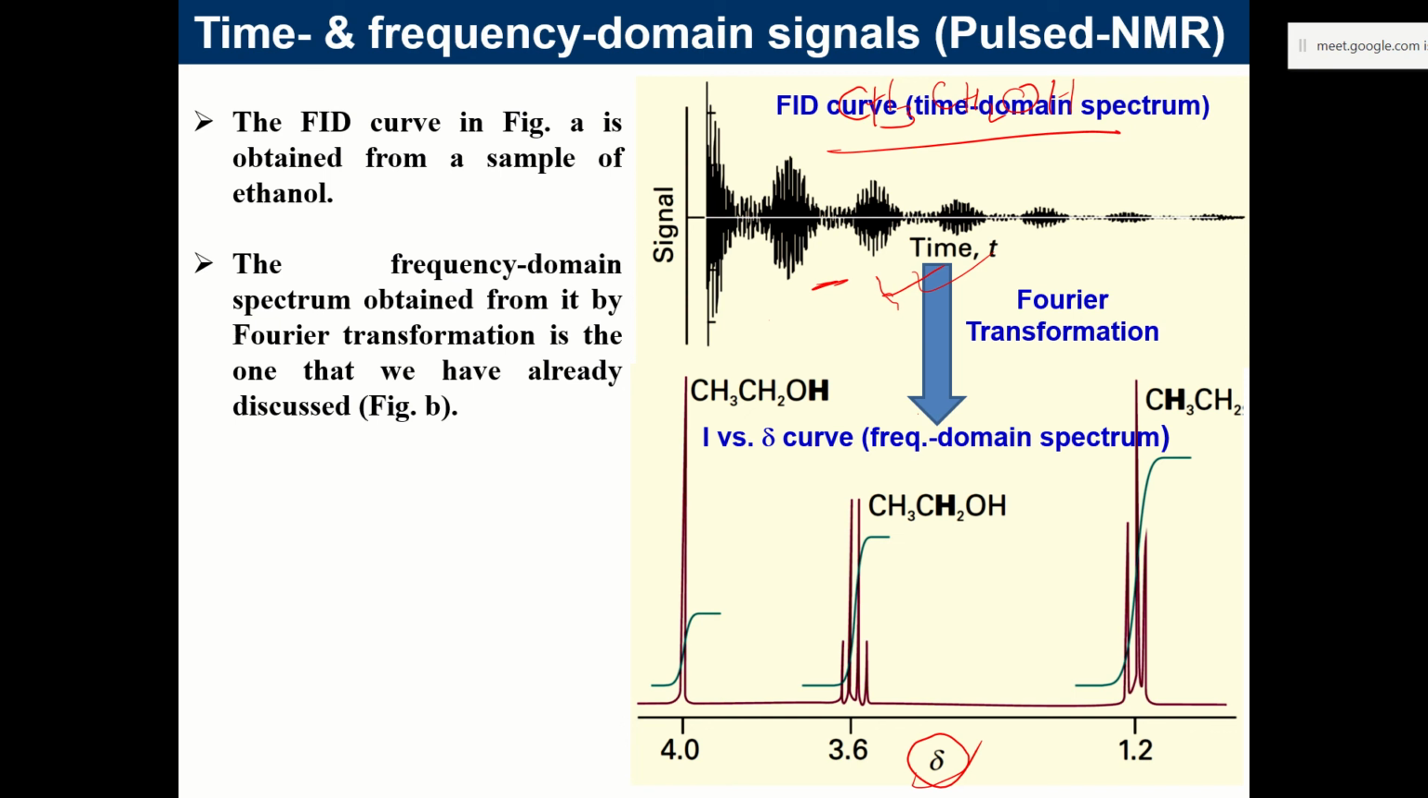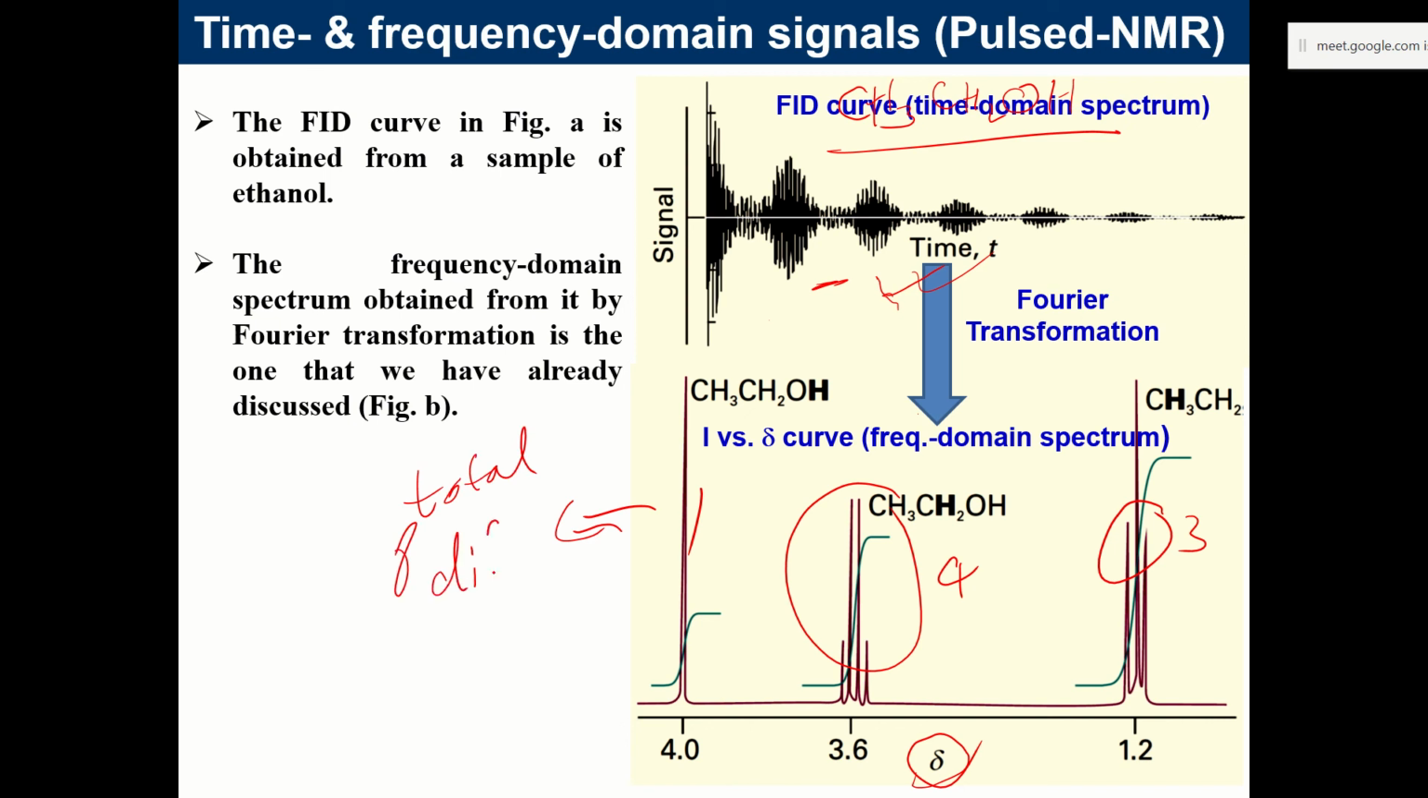What does this mean? This is a very complicated pulse that we have got. Why? Because there were 3 plus 4 plus 1, a total of 8 different frequencies. So 8 different Larmor frequencies are there, all of them superposed one over the other, giving rise to this pulse profile.